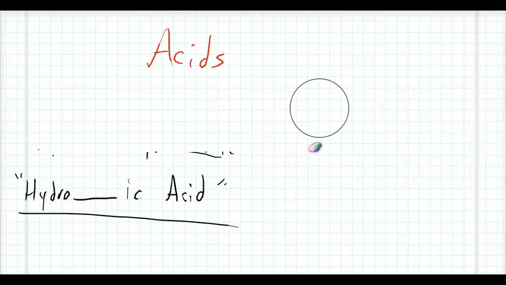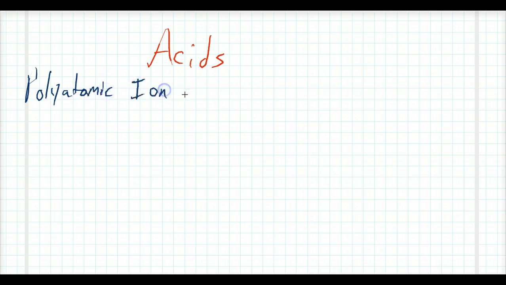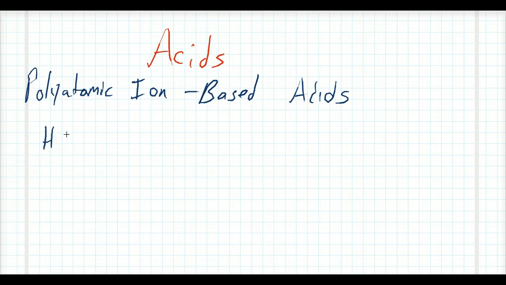Now, the flip side to the binaries are the polyatomic ion-based acids. Most of them are tertiary. Well, what is a polyatomic ion-based acid? It would be H bonded to a polyatomic ion. And we have a very, very, very straightforward, simple way of doing this.